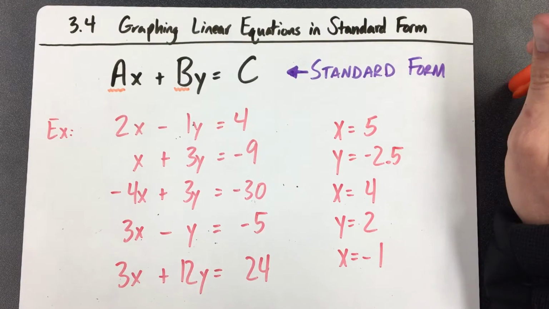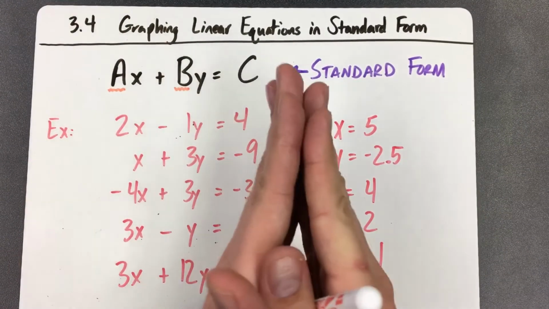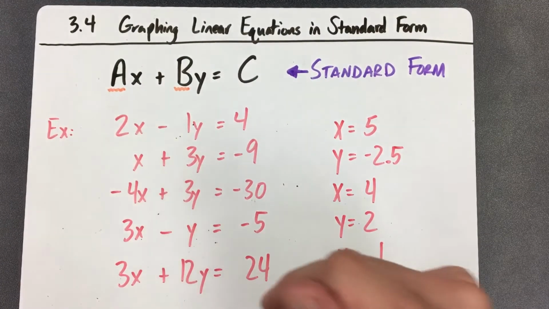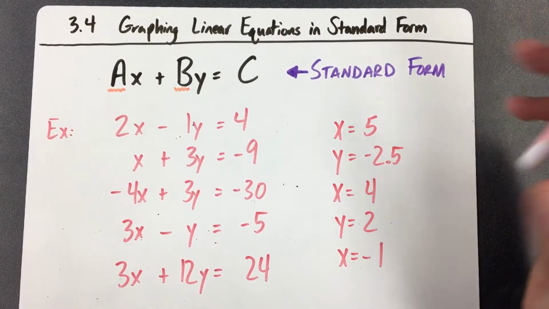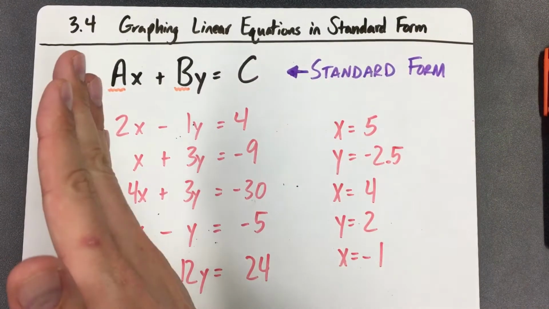That is the big structural thing with standard form. The x and the y are both on the left-hand side of the equal sign. Because later on in this chapter, we're going to see a different form where the x and the y are on opposite sides. And so here, the x and the y are on the same side.